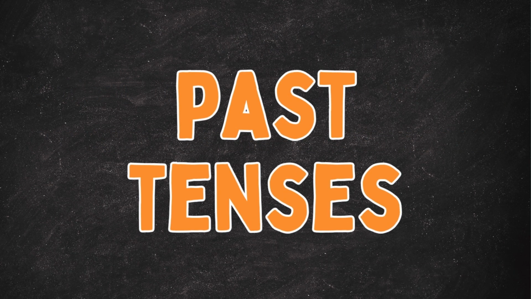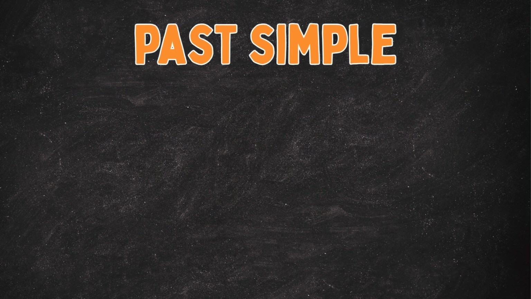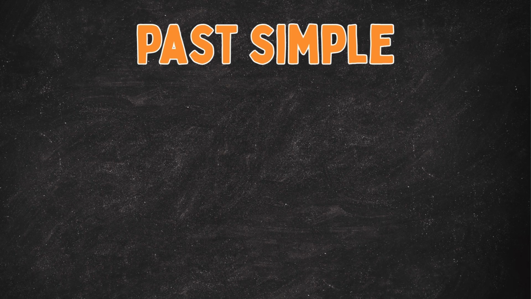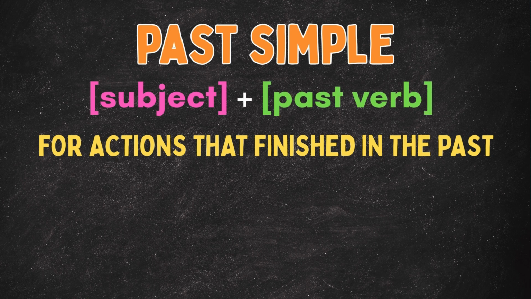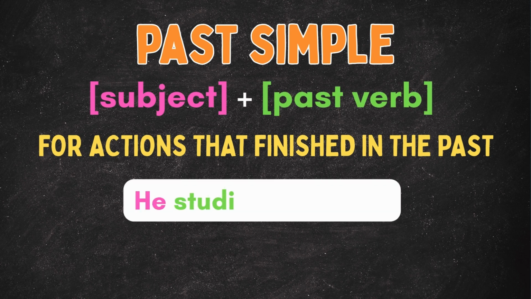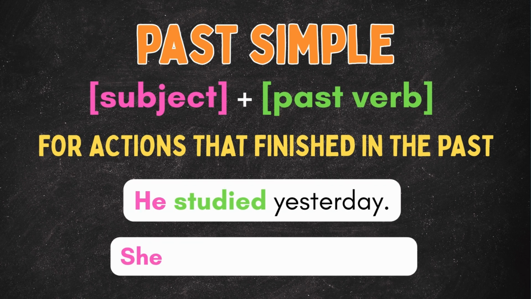Now, the past tenses. Past simple. We use the past simple for actions that finished in the past. The sentence structure is subject plus past tense verb. He studied yesterday. She worked late last night.